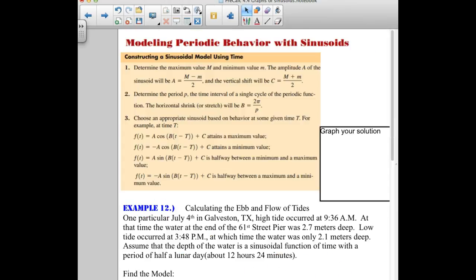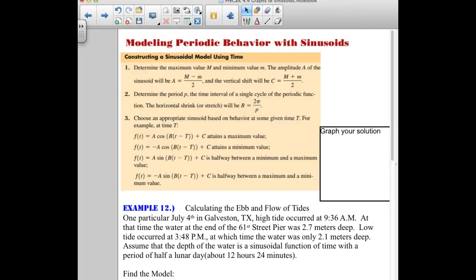All right. Now, I had you discussing in your groups how to figure out the a value and where that new 0 line should be, our vertical shift. There is a formula we can use to figure that out. If you like doing it visually or drawing it out on paper, that's fine too. It says, to construct a sinusoidal model using time, determine the maximum value, capital M, and minimum value, lowercase m. The amplitude of your graph will be capital M minus lowercase m, maximum minus minimum, divided by 2.